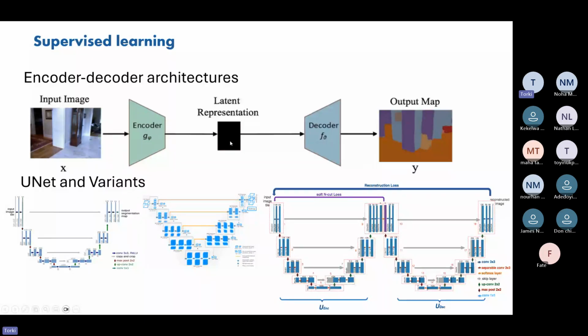And the decoder part starts from this latent representation and tries to use some neural architecture or some other approach to do the decoding. And the decoding part is responsible of producing this output map or the labels for every pixel.